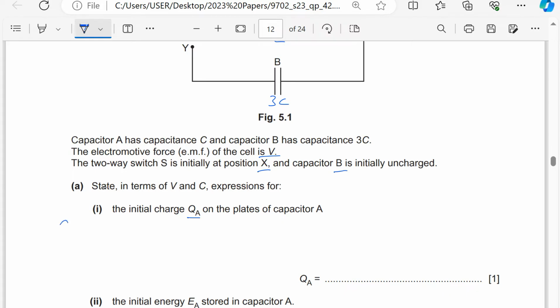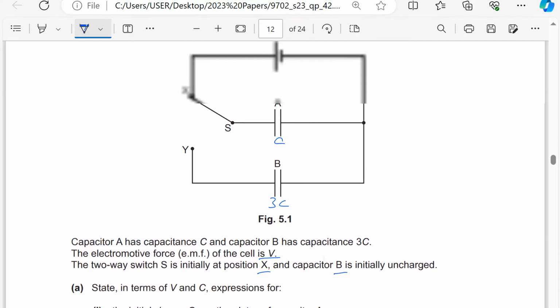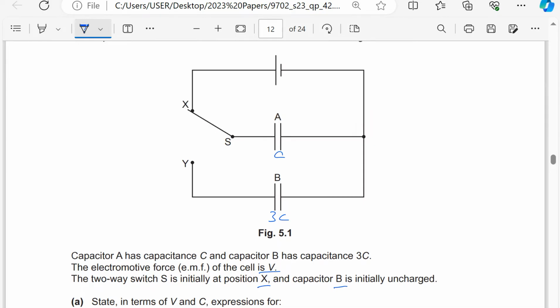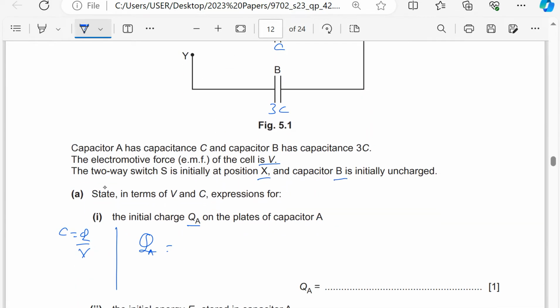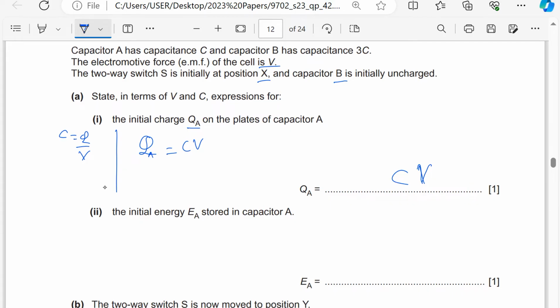So we know by definition capacitance is charge per unit potential difference. So we want the charge QA. The charge on capacitor A, capacitance is C, and when it is fully charged, the potential difference is V. So this is going to simply be C times V. So the answer is C times V.